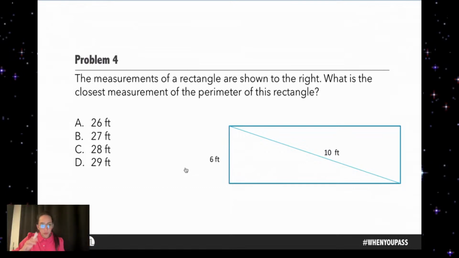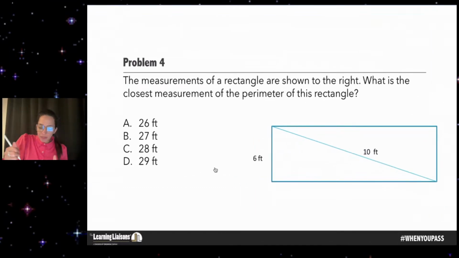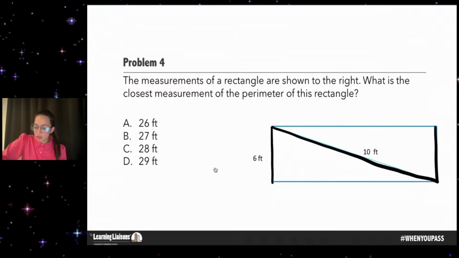So this is a fun one. We have the measurements of this rectangle, which are 6, and then the diagonal is 10. And then if that's 6, then I know that this is 6. And they are asking for the closest measurement of the perimeter. Well, I know that perimeter is what? And that is for everybody.